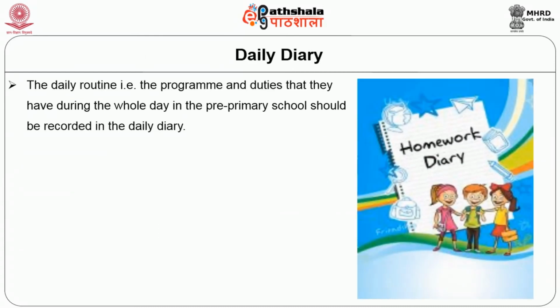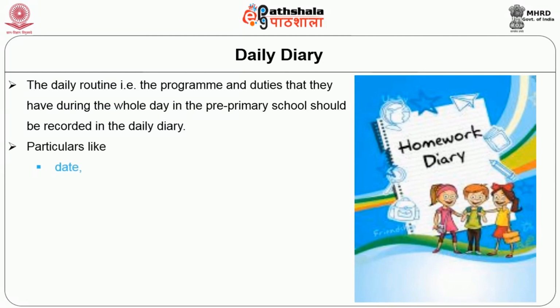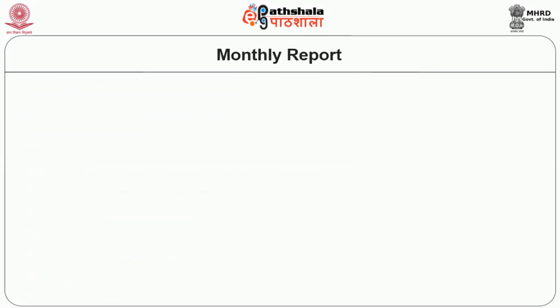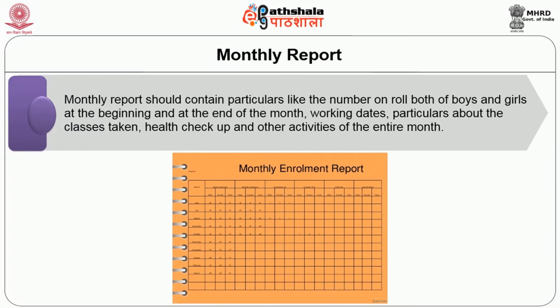The daily diary is a diary which is used to write the progress particulars such as the date, the starting of the school, the attendance of children, the prayer, free conversation, planned activity, outdoor play, song, indoor play, visit of guests. All these should be clearly noted in the daily diary regularly. Then we have a monthly report. The monthly report should contain particulars such as classes taken, health checkup, and other activities of the entire month.